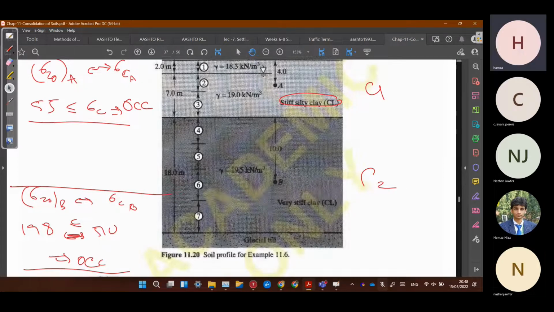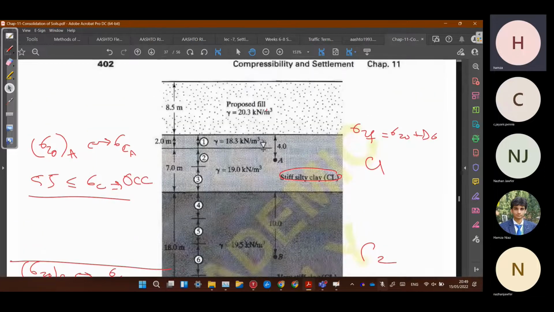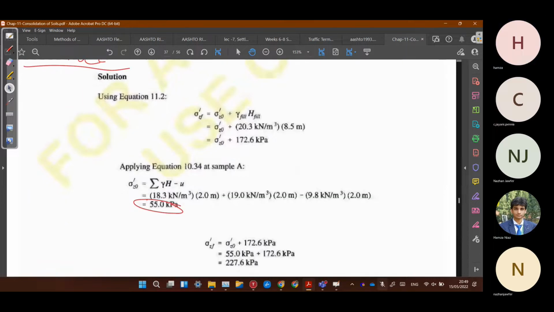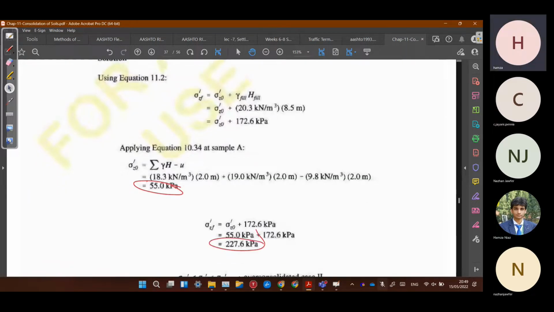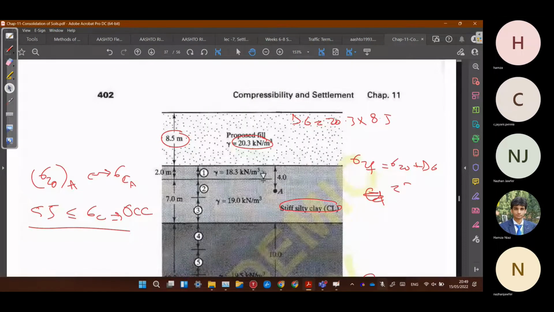So for that case, we have to find the sigma ZF for each layer. Sigma ZF is simply sigma Z naught plus delta sigma. Delta sigma is 20.3 into 8.5. So multiplying them, the delta sigma for the first value is 227. So sigma ZF is 227.